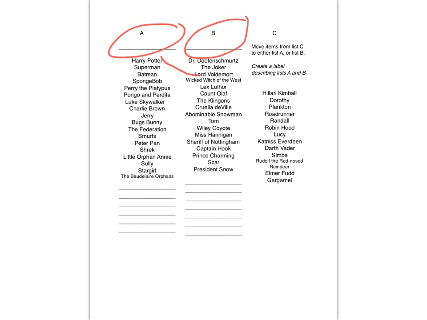So everyone in column A has similar characteristics. Everyone in column B has similar characteristics. And the characters in column C need to be sorted into either columns A or B. And like I said, if you've never heard of some of these, look them up, ask a friend, and then this will help us move on to the next part of our lesson, which is blog post number 1 in KidBlog.